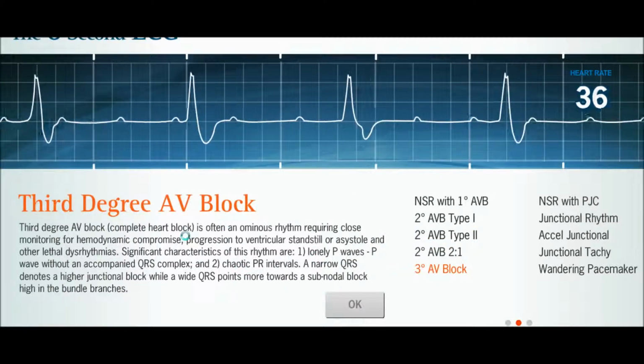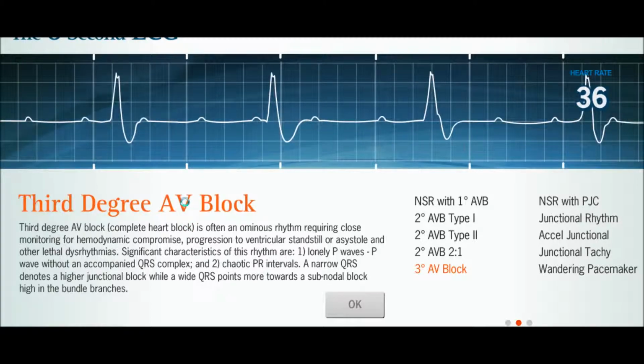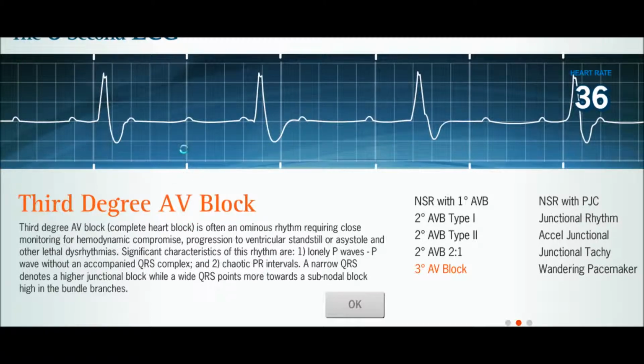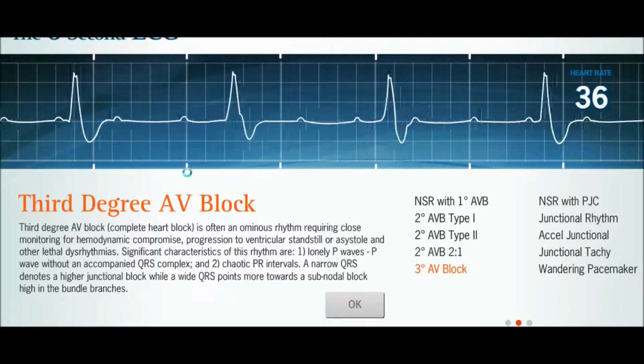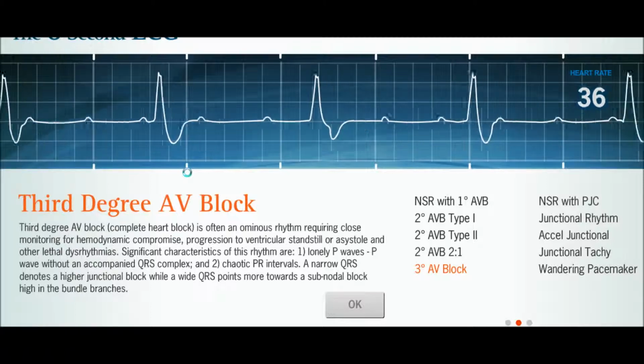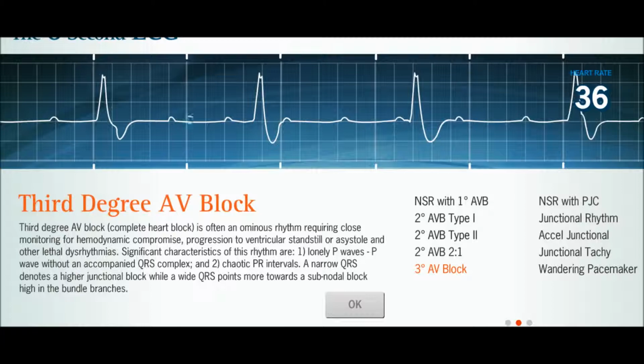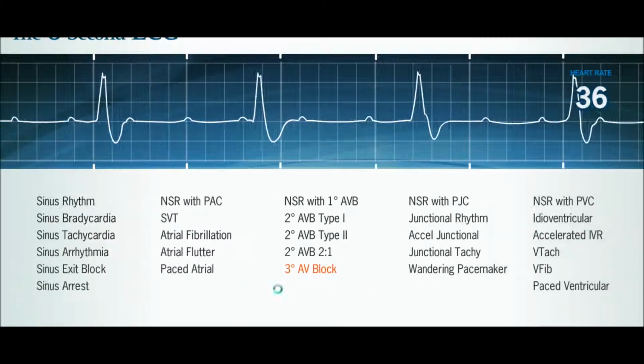So this is, I think, the easiest to diagnose. This essentially is where your P waves are not having any influence on QRS complexes whatsoever. They're just randomly firing, and then you're having random QRS firings. That's pretty explanatory. I mean, you can see it here. There is absolutely no pattern that's being followed. It's just completely random. So that's all there is for that one.